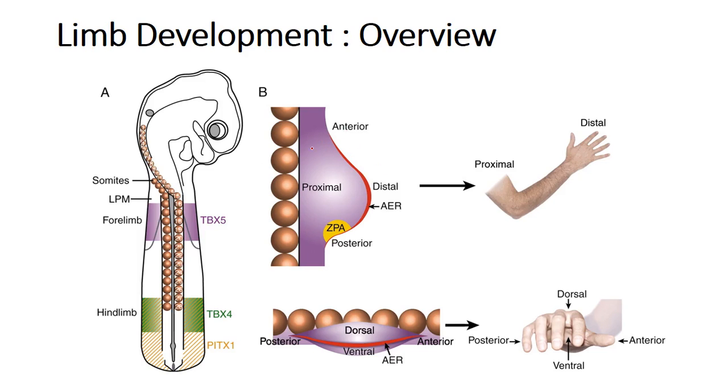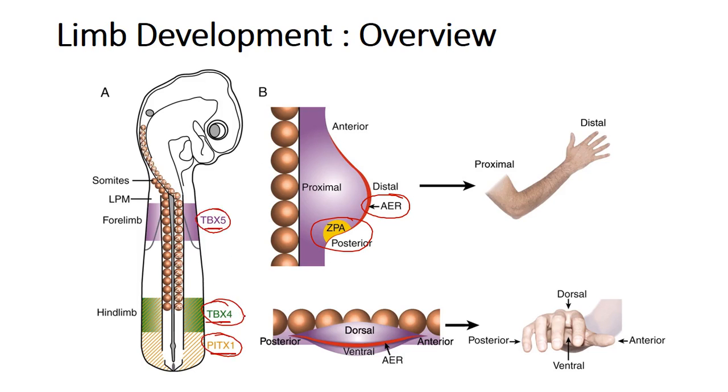Now here you can see an overview of this process. I told you there are two regions, the AER and the ZPA, which carry all the cell signaling molecules, and the cells in both these locations, upon receiving those signaling molecules, are subject to change accordingly. But what are those signaling molecules that work? There are three signaling molecules which are really important here. One is TBX5, the second is TBX4, and the third is PITX1.